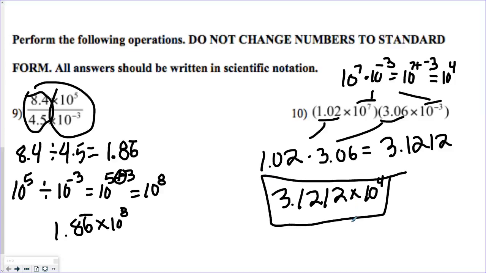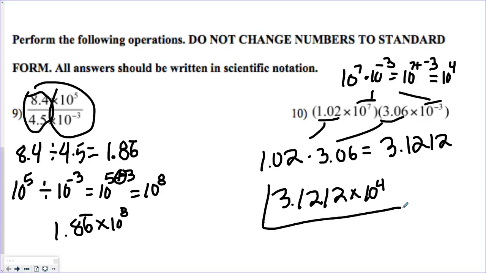And again, all you do is you work with them separately. You work with them separately and then just put them together at the end. So the decimal numbers do their thing, the 10 numbers do their thing, and then you just slap them together.